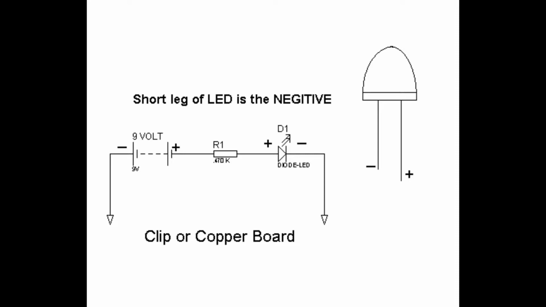It makes no difference what the clip or copper board is on the bottom. I just solder it to one side. I like the double-sided because it's a little more secure. The short leg of the LED is always the negative side, and that should always go to the negative part of the battery.